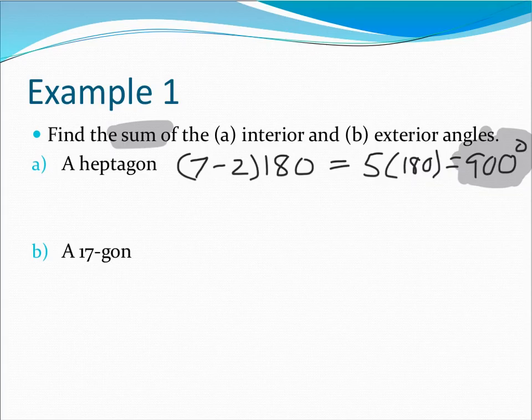Now what will the sum of the exterior angles be in a heptagon? 360. It's the same always. So the sum of the exterior angles is 360. Whether it's a triangle, a quadrilateral, a pentagon, a heptagon, an n-gon, the sum of the exterior angles will always be 360.